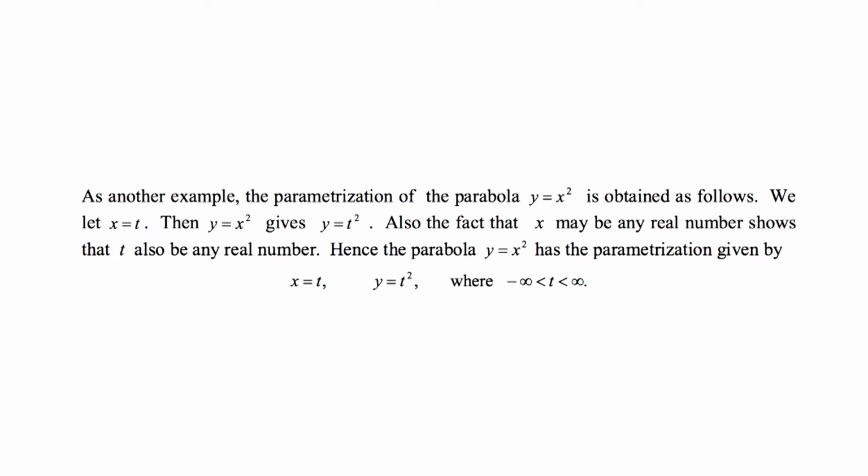As another example, the parametrization of the parabola y = x² is obtained as follows. We let x = t, then y = x² gives y = t². Also, the fact that x may be any real number shows that t may also be any real number. Hence, the parabola y = x² has the parametrization x = t and y = t², where -∞ < t < +∞.